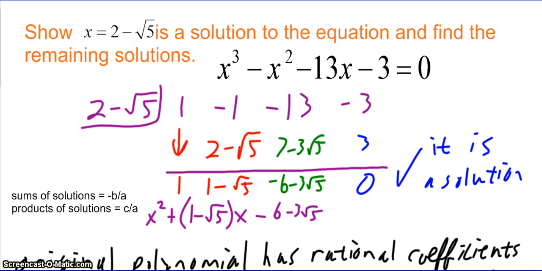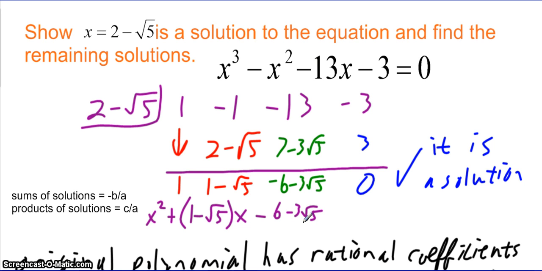Okay, so one way to show that this is a solution is we can do synthetic division with 2 minus root 5, and you can see my work here. I end up with 0 as a remainder, and so yes, I know that it is a solution. Now the resulting quadratic is x squared plus (1 minus root 5)x minus (6 minus 3 root 5). That's a little bit difficult to work with, to try and factor.